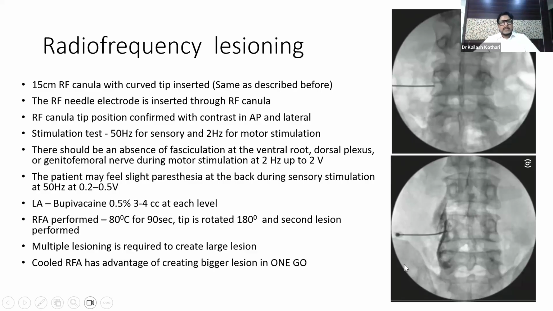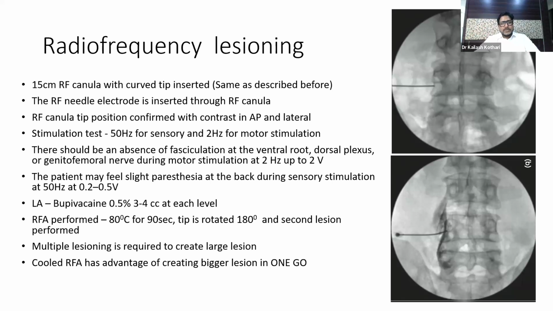That's normal. And once your stimulation is proper and you make sure that it is not going in the lower limb or in the genitofemoral area, you use bupivacaine to anesthetize the area, and then at 80 degrees centigrade for 90 seconds, you do the first lesion, you rotate the tip and do a second lesion. So you cover a much bigger area and create a larger lesion. Many times multiple lesions are required to create a large lesion, especially if you have the anatomical information in mind that the ganglion may be fused and they may be much larger, 10 to 15 millimeter long.